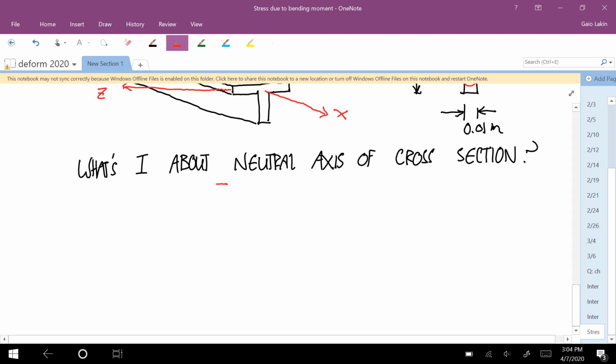Okay, so I'll start with 1. Let's see. So let's first calculate where the centroid is actually. So the y position of the centroid, we don't have to worry about the x position of the centroid because this thing has a line of symmetry right down the middle. So all we have to worry about is where the height is of the centroid.